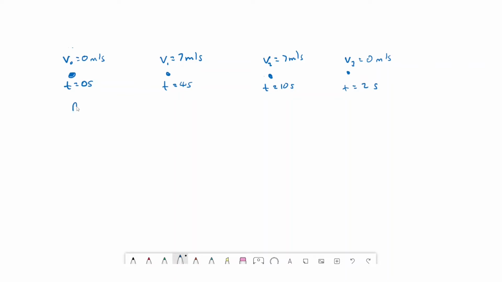So let's just call this point A, let's call this point B, let's call this point C, and then let's call this point D. All right, so we want to draw the position time graph of this situation. We want to draw the velocity time graph for this situation. And then we just want to draw the acceleration time graph for this situation.